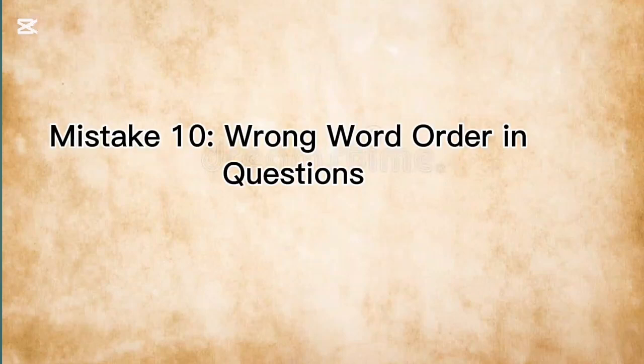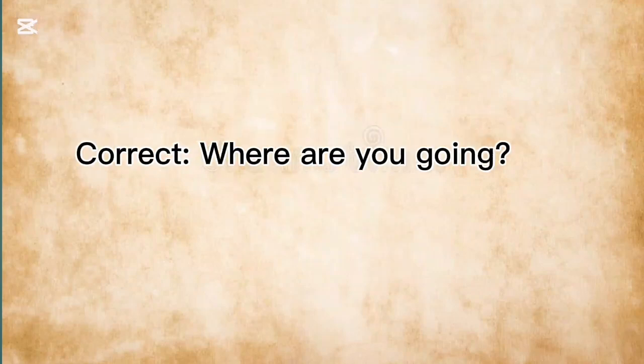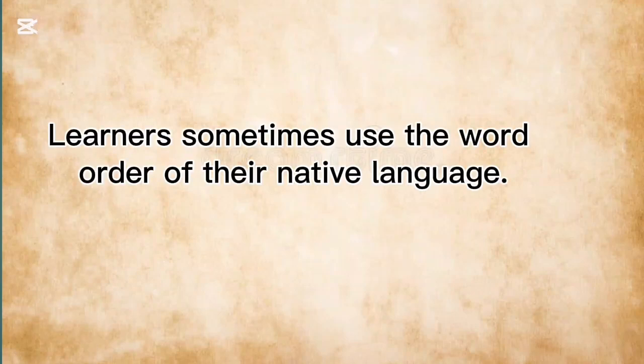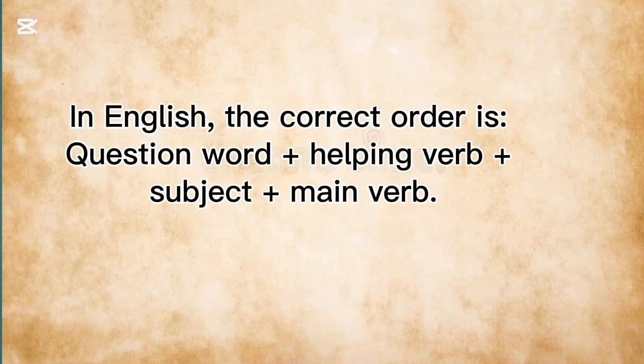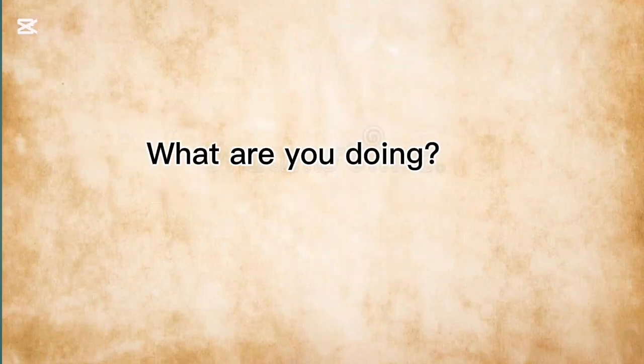Mistake 10. Wrong word order in questions. Wrong: You are going where? Correct: Where are you going? Why it happens? Learners sometimes use the word order of their native language. Fix. In English, the correct order is question word plus helping verb plus subject plus main verb. Examples. Where are you going? What are you doing? When will you come?